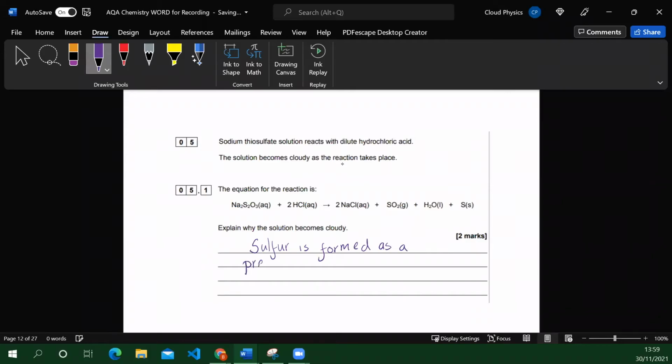Also, you can smell the sulfur. Okay, very distinctive smell of sulfur. It's sort of like we've been near a volcano, you know, the smell of it. Formed as a precipitate, so it's insoluble. Okay.